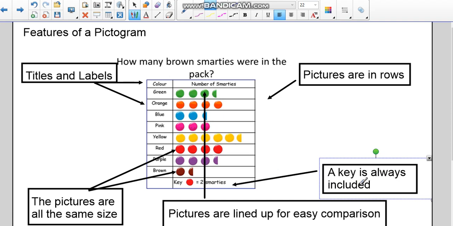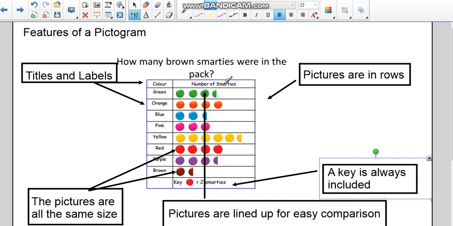Another thing that's always included is we always have a key. So I know from here that one picture of a Smartie is worth 2 Smarties. So one circle is worth 2 Smarties. So when I've got half a circle, I know that's representing 1 Smartie. So always have a key so we know what each picture is worth.